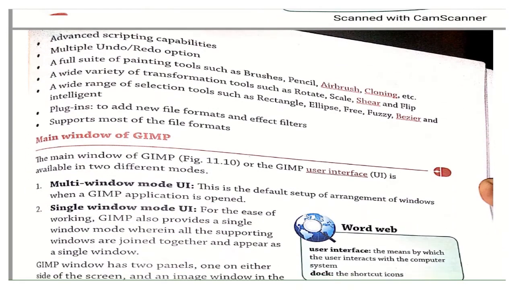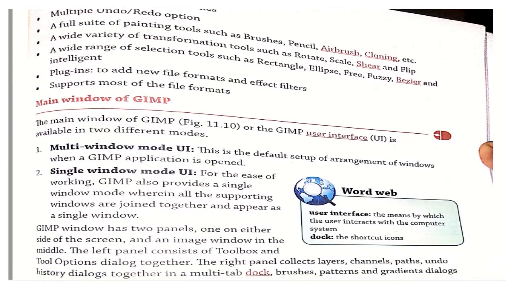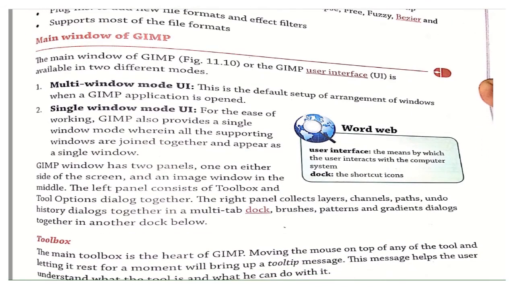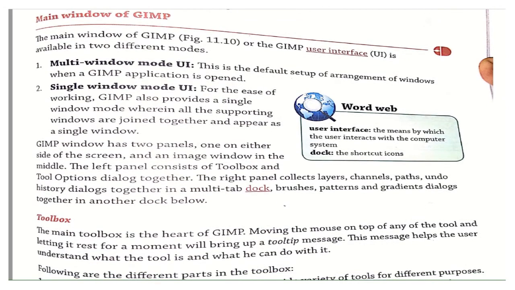Okay. Now, what is the main window of GIMP? The main window of GIMP, or the GIMP user interface, is available in two different modes. First is multi-window mode UI, which is the default arrangement of windows, and the second is single window mode UI. It is for ease of working, and GIMP also provides a single window mode wherein all the supporting windows are joined together and appear as a single window.